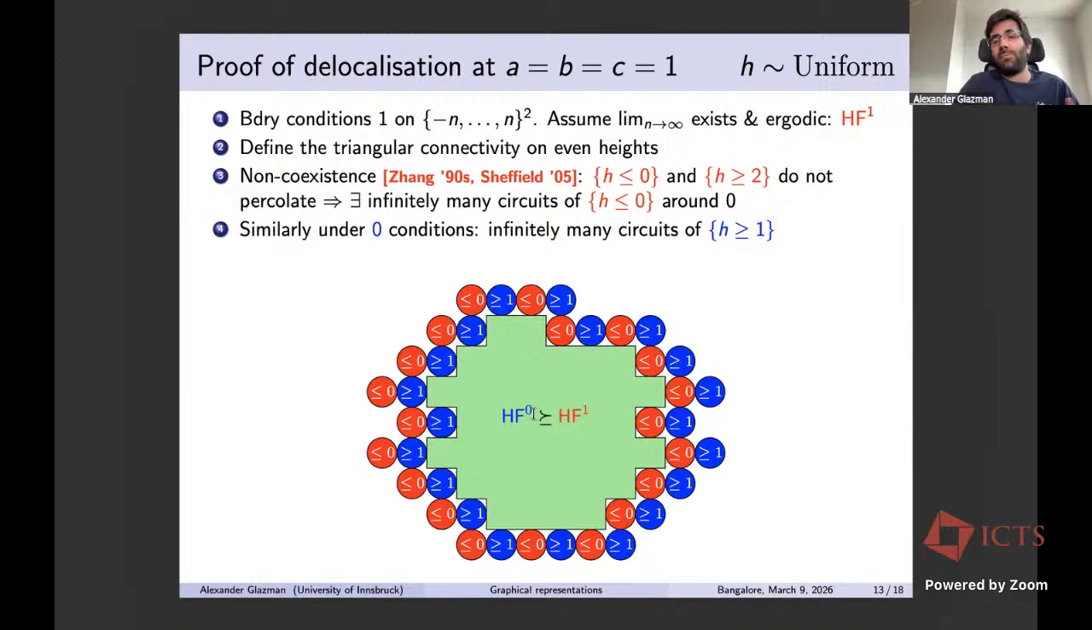So if you have this domination, in fact, you have equality, and then it means that you can also go one step further and say that the measures under 0 and 2 conditions are the same, and this is just a contradiction.